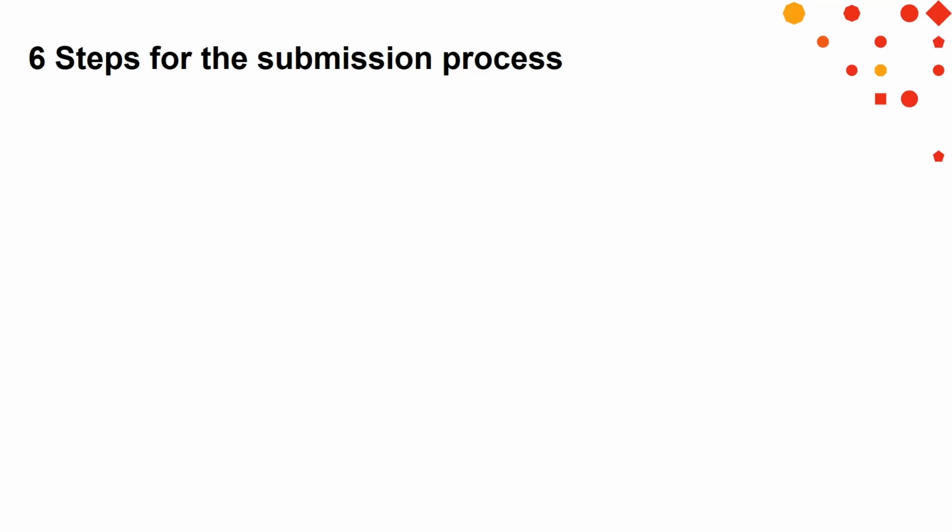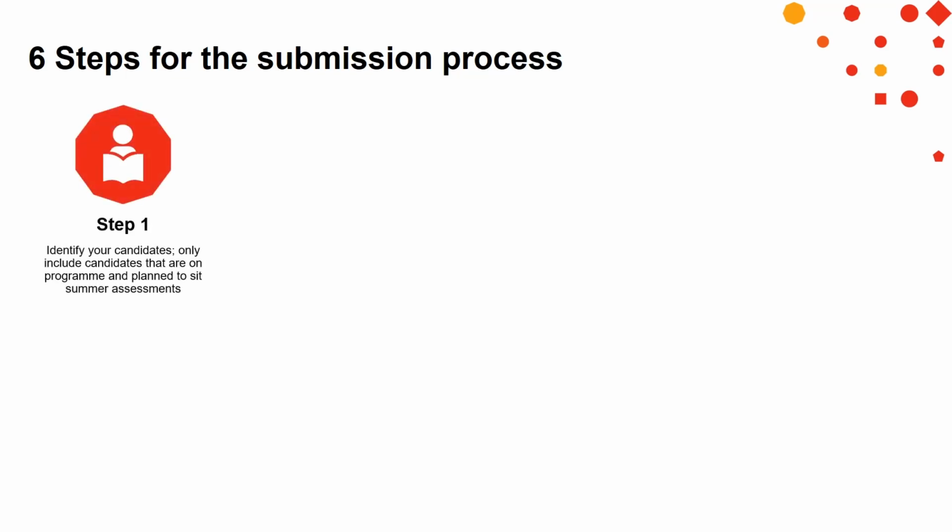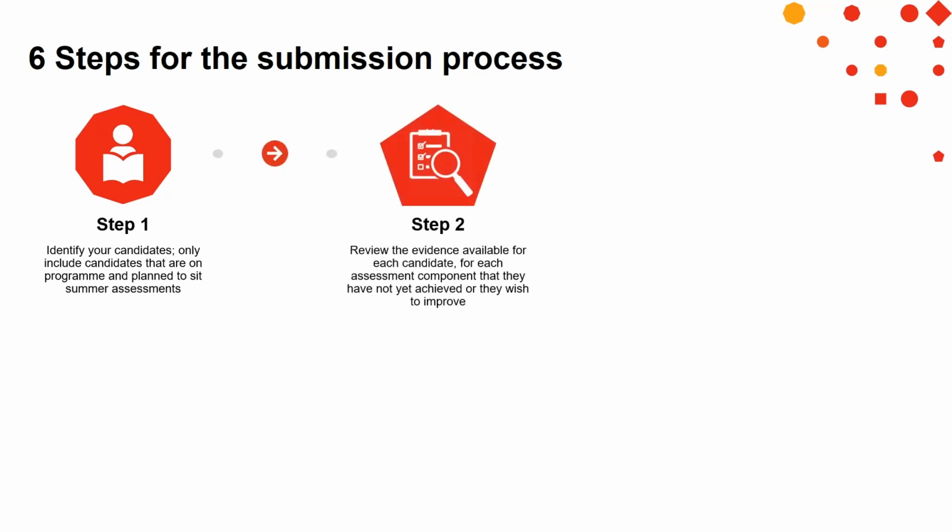There are 6 steps to the submission process. Step 1 is identifying your candidates. You only need to include candidates that are on programme and plan to submit summer assessments. Step 2 is to review the evidence available for each candidate for each assessment component that they have not yet achieved or they wish to improve.